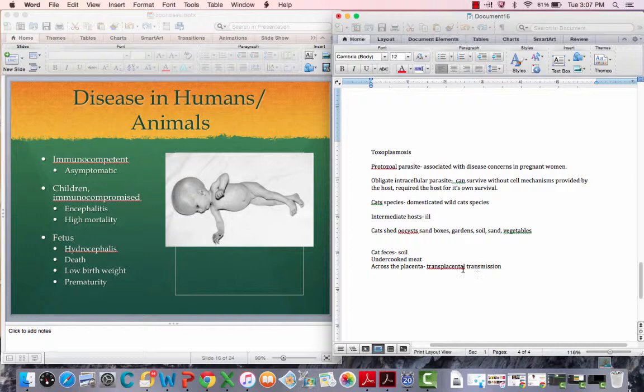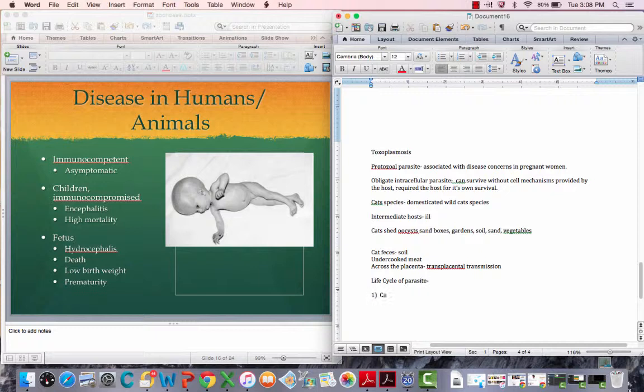So before we talk a little bit about what the disease actually looks like, I wanted to discuss a little bit about the parasite itself and some of the forms of the parasite. As we were discussing with crypto, there's more than one type of form. And so let's talk a little bit about the life cycle of this parasite.